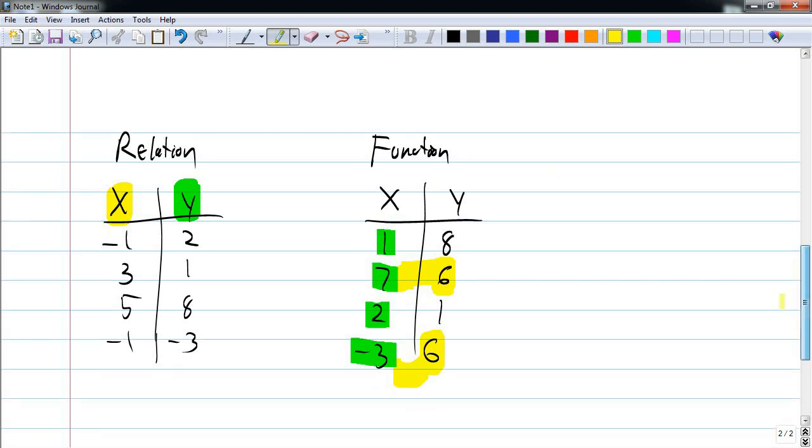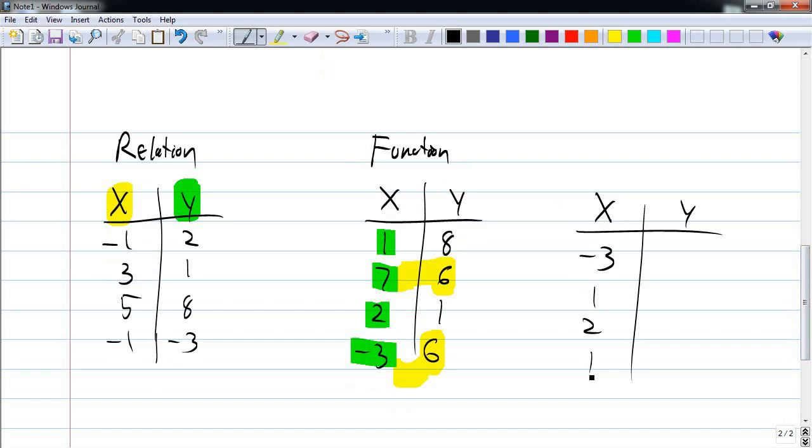Okay, so if we're listing out the points of a function or of a relation, and you want to know whether or not it is a function, what you want to look for is repeating x values. Okay, if the x's repeat, not a function. It's just a relation. Okay, and notice that I didn't even need to list any of the y values because we just look at the x's. All right.